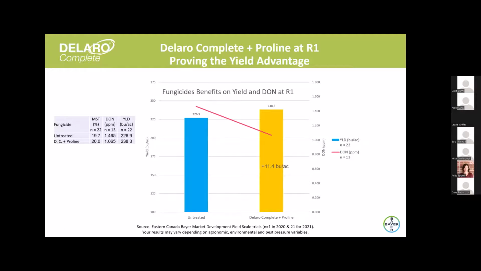If we look at a 2-year summary from our field scale trials that we did with our agronomist team across Ontario and Quebec, you can see the benefits of that Belero Complete plus the top up of Proline at the R1 timing, not only from a yield advantage, so 11.4 bushels advantage over the untreated check, but also that DON suppression. You can see that red line going down from the untreated compared to the treated side, and that's a suppression of DON of about a third to 40%, which is typically what we would see by adding in that increased prothioconazole. So not only the yield bump, we're looking for protection from tar spot, and then also that DON suppression.